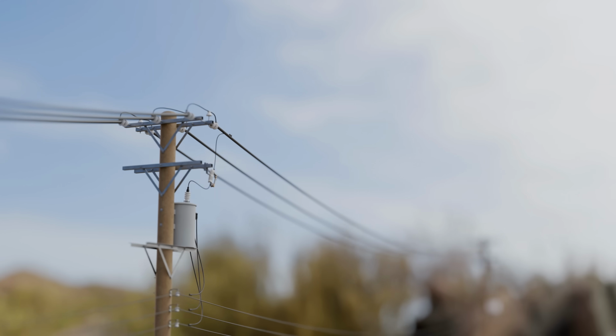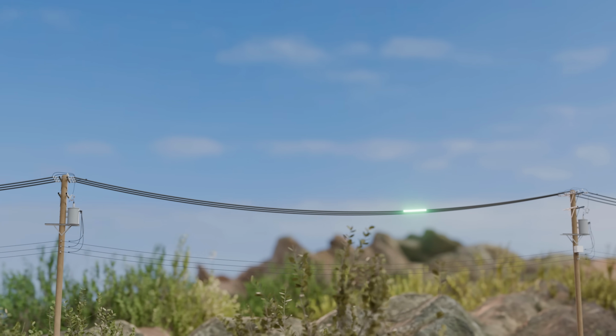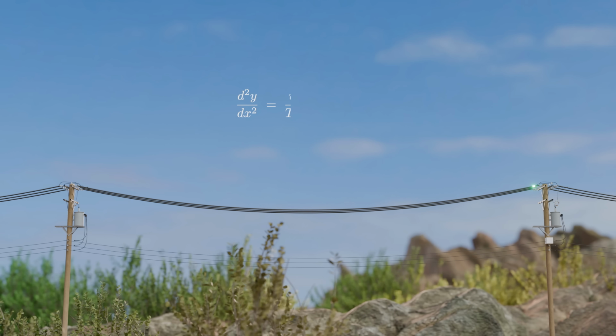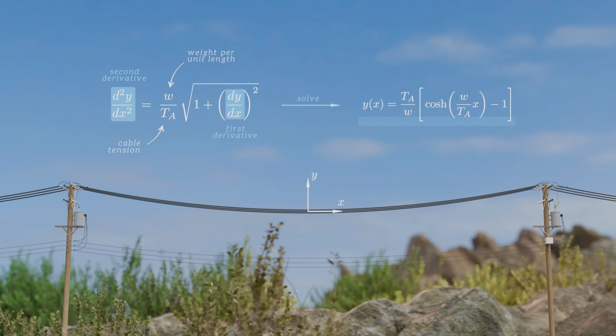Take a cable suspended between 2 points under its own weight. The shape the cable settles into is governed by a differential equation, derived by considering the balance of the forces acting on it. The equation depends on the first and second derivatives of y, where x and y represent the horizontal and vertical positions of the cable, as well as on the cable's weight per unit length, and the tension within it. Solving the differential equation gives you the very specific shape adopted by the cable, which is called a catenary.